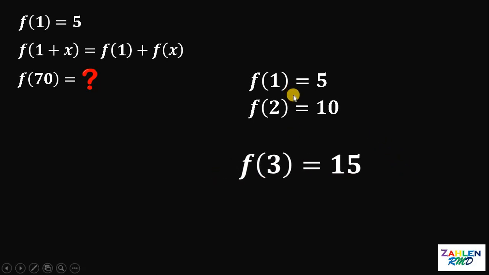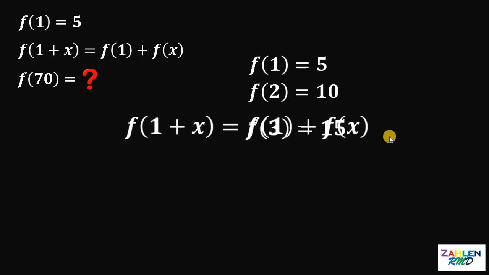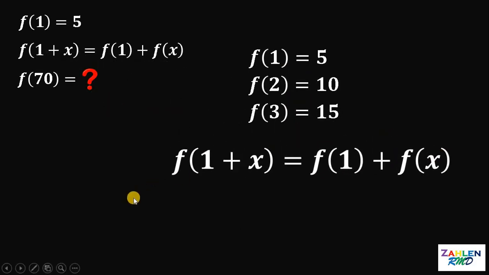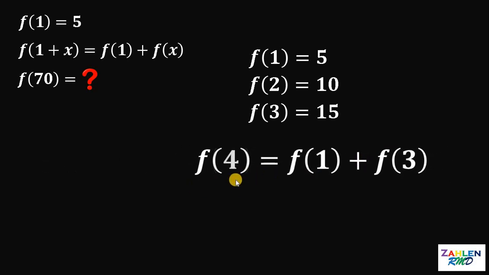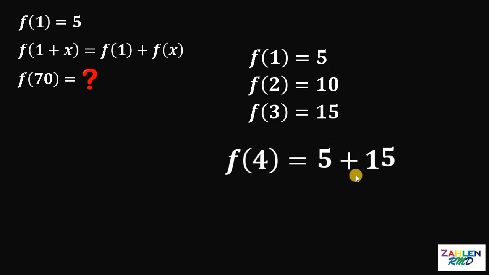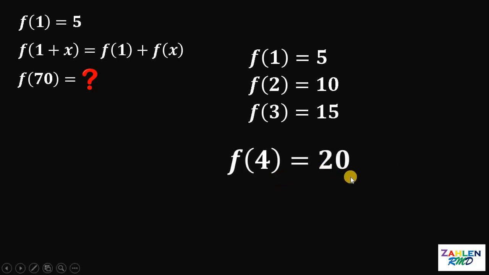Now, we know f of 1, f of 2, f of 3. Now let's get the value of f of 4. And to get the value of f of 4, we need to let x be equal to 3. Therefore, all of this x becomes 3. Now, f of 1 plus 3 is just f of 4, and f of 4 must be equal to f of 1 plus f of 3. And we know those values. f of 1 is 5 and f of 3 must be 15. Therefore, f of 4 must be equal to 5 plus 15, or simply f of 4 must be 20.